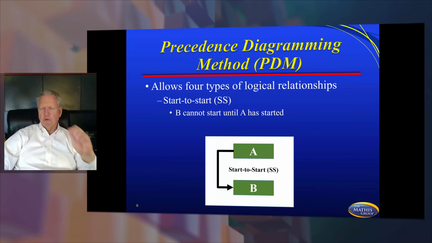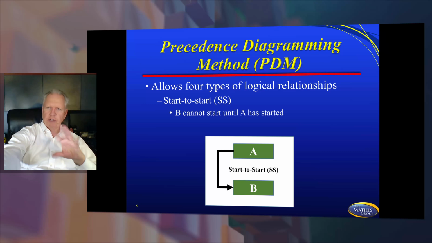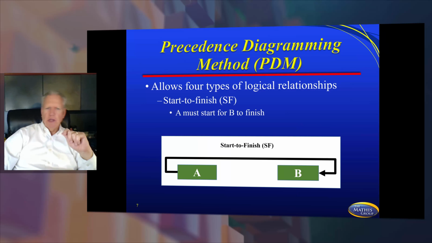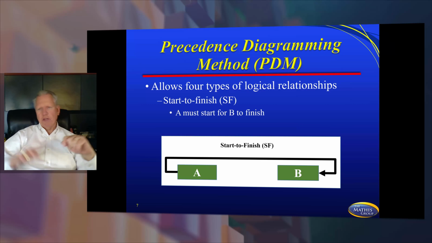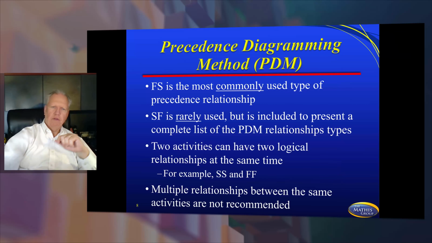Then look at this. Where's the arrow coming out of? It's coming out of the front of A and going in the front of B. So this is a start to start. All you're doing is looking at the arrows. And then you look at this. This is coming out of the front of A, so that's a start, but it's going into the back of B. So this is a start to finish.